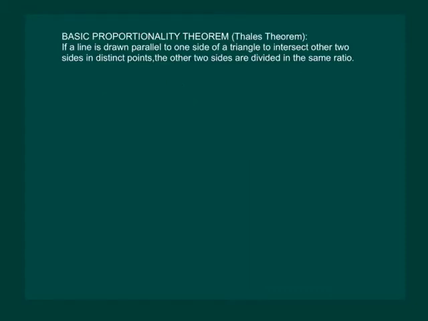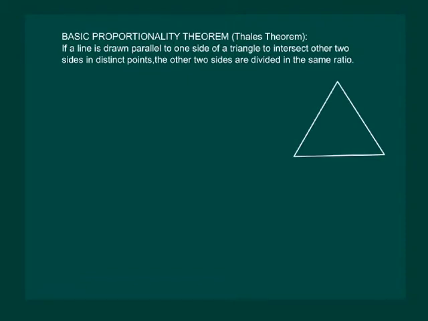Let us now state and prove the basic proportionality theorem, or the Thales theorem. If a line is drawn parallel to one side of a triangle to intersect the other two sides in distinct points, the other two sides are divided in the same ratio. Let us start with the proof.